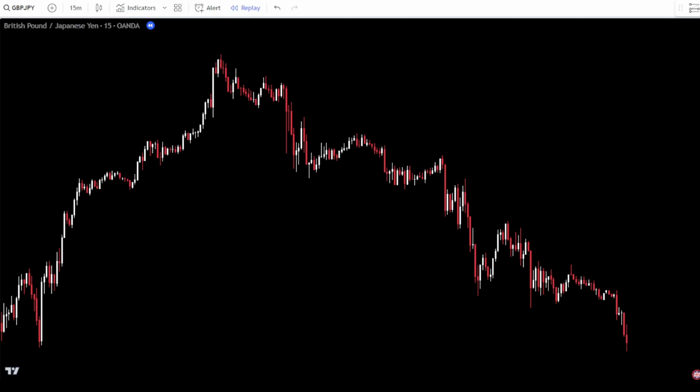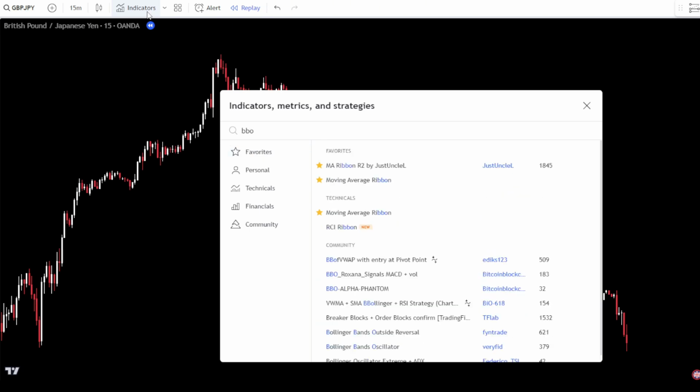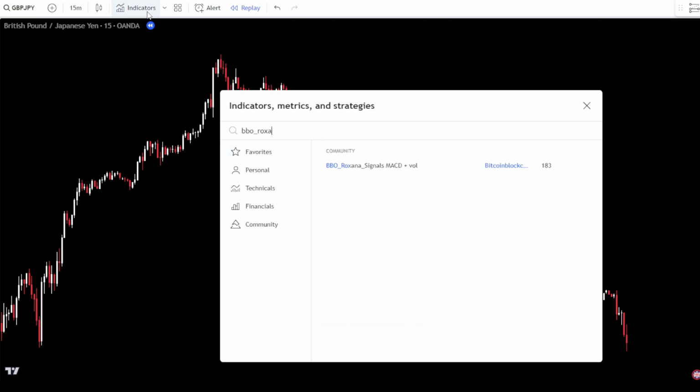Open your Tradingview and go to the Indicator Search tab. In the Indicator Search tab, type BBO Roxana Signals MACD. Then, select the BBO Roxana Signals MACD indicator from Bitcoin Blockchain Online.